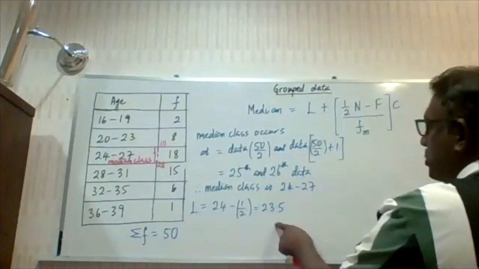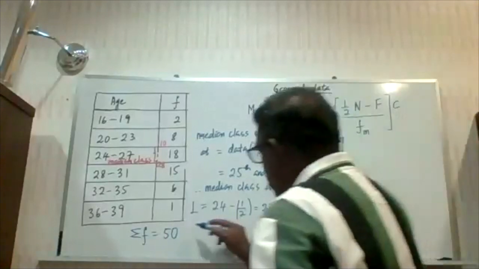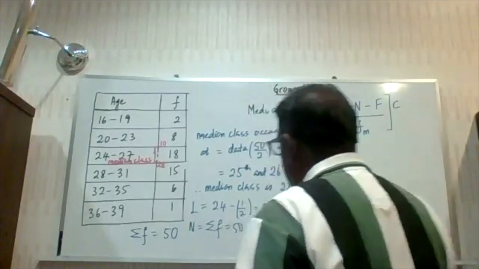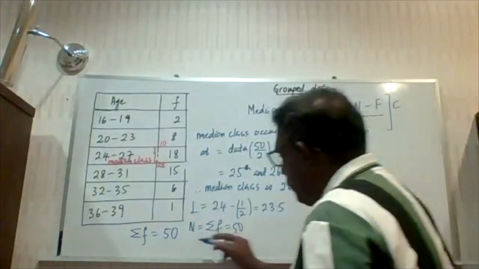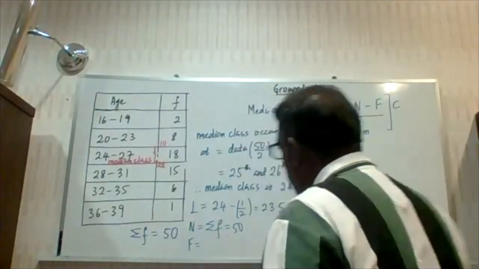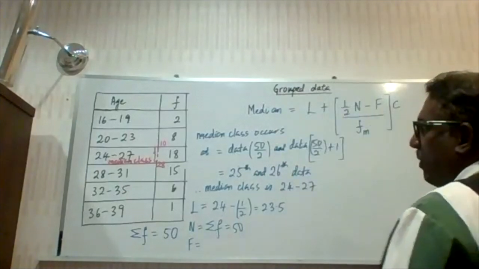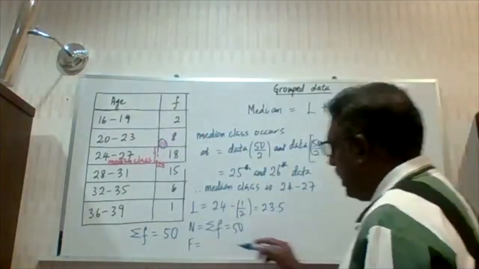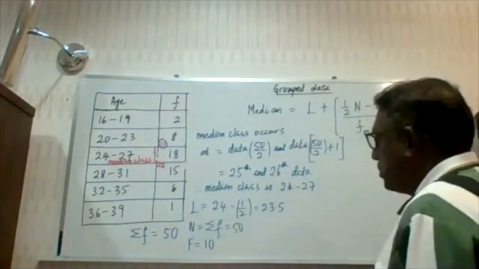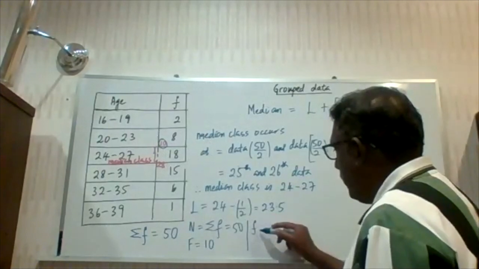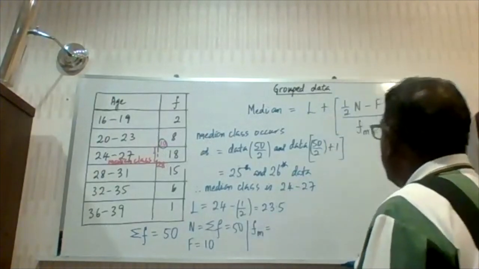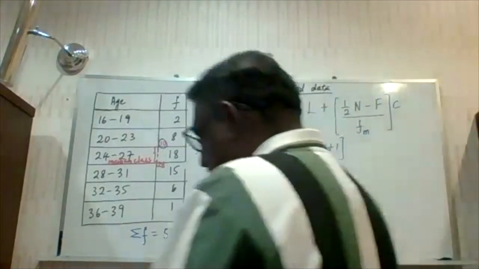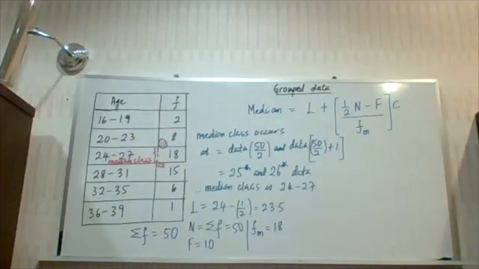So lower boundary solved. Now your n, I told you, is your sigma f, which equals 50. We already got your F. Your F is the cumulative frequency just before that. So that's your F. F is 10. So what is your fm? Your fm is 18.